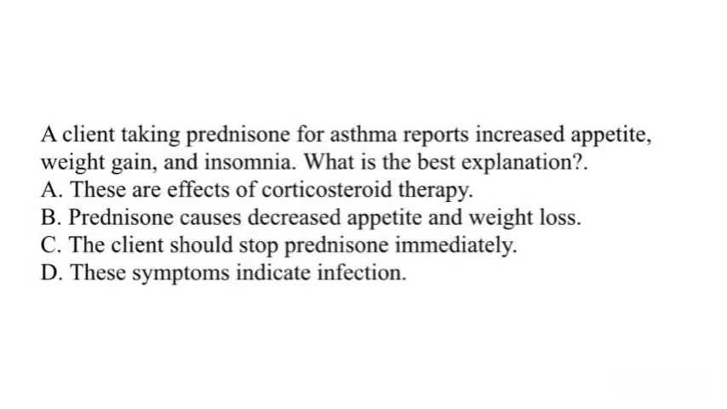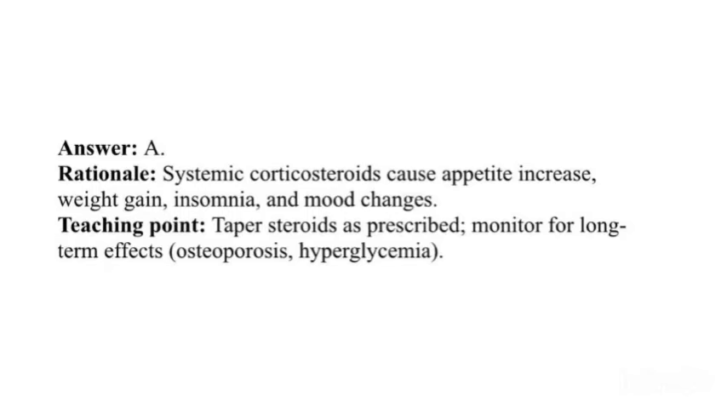A client taking prednisone for asthma reports increased appetite, weight gain, and insomnia. What is the best explanation? A. These are effects of corticosteroid therapy. B. Prednisone causes decreased appetite and weight loss. C. The client should stop prednisone immediately. D. These symptoms indicate infection. Answer: A. Rationale: systemic corticosteroids cause appetite increase, weight gain, insomnia, and mood changes. Teaching point: taper steroids as prescribed, and monitor for long-term effects such as osteoporosis and hyperglycemia.